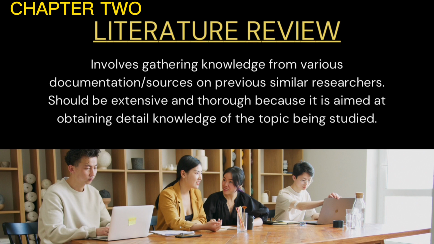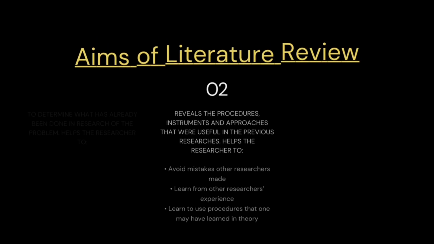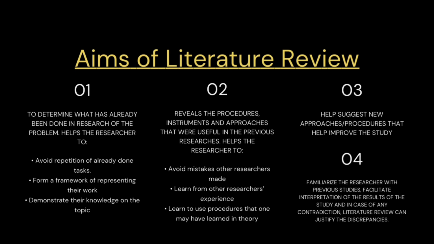Next, we are in Chapter 2, Literature Review, which involves gathering knowledge from various documentation or sources on previous similar researches. It should be extensive and thorough because it is aimed at obtaining detailed knowledge of the topic being studied. The literature review is a bit longer than the background of the study. And next, we're going to speak about the aims of the literature review.